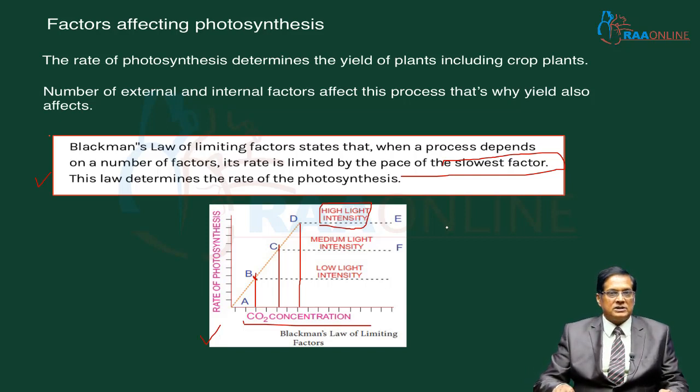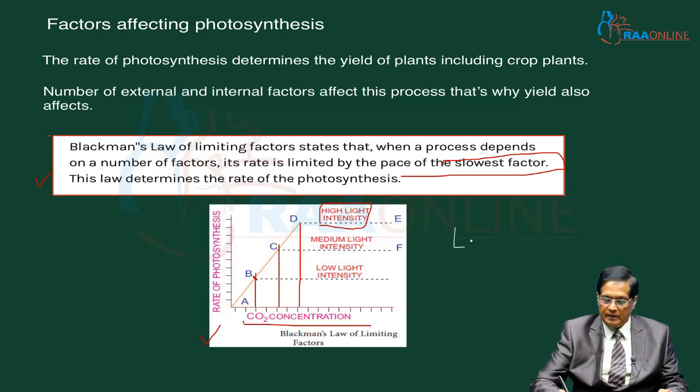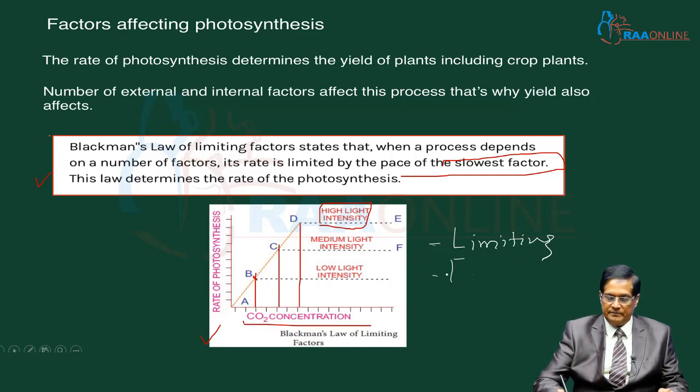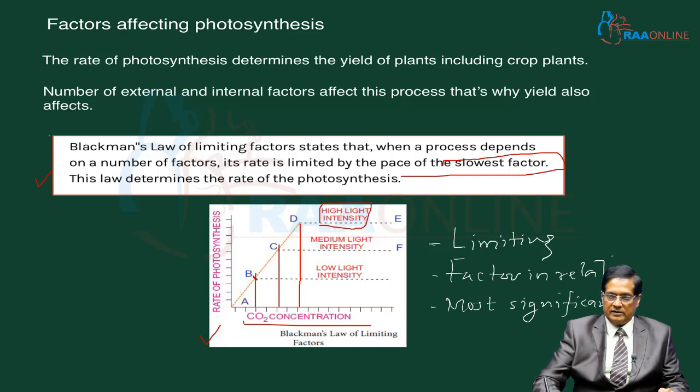The factor which controls the rate in those conditions is known as the limiting factor, or factor in relative minimum. We can say it is the factor in relative minimum, or it is also known as the most significant factor.